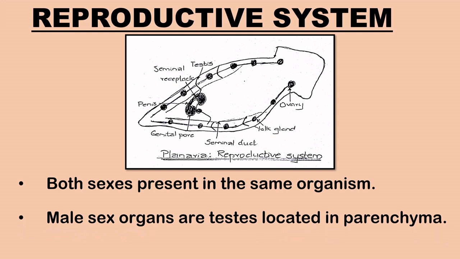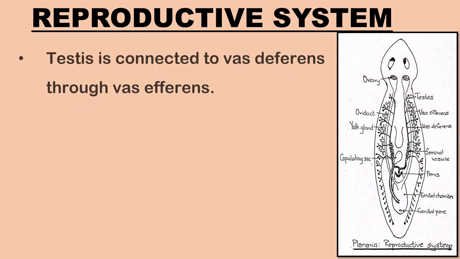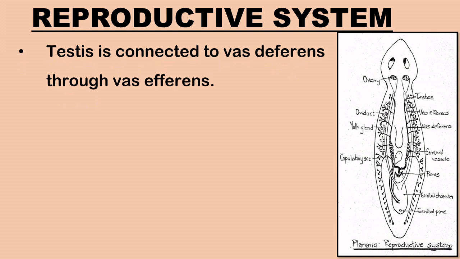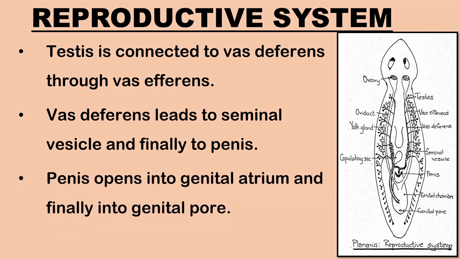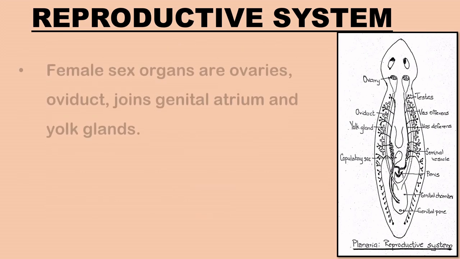Male sex organs are the testes located in the parenchyma. Each testis is connected to two longitudinal ducts, vas deferens, through a small slender thin-walled duct, the vas efferens. Vas deferens form seminal vesicles and converge to form the penis. This opens into genital atrium and finally into genital pore.